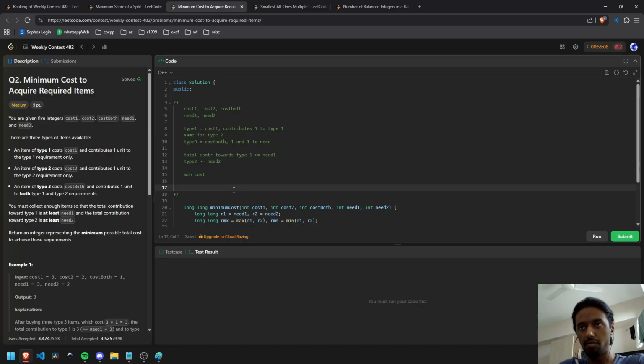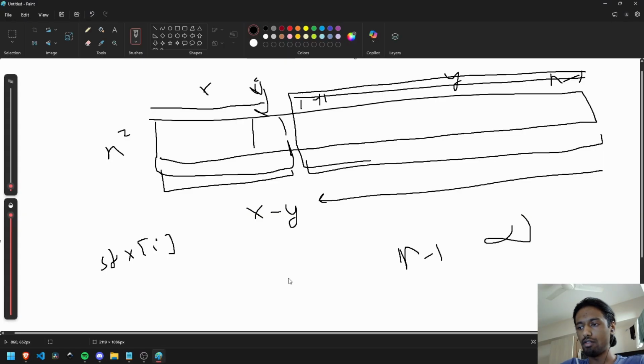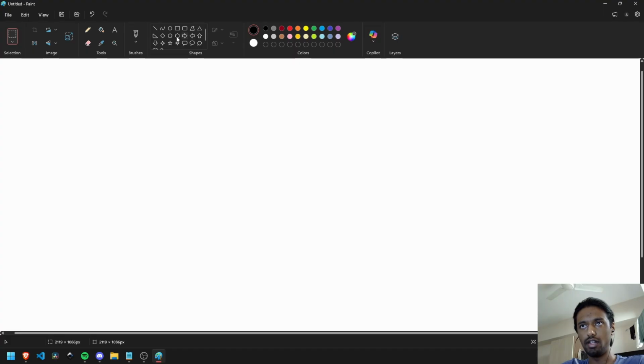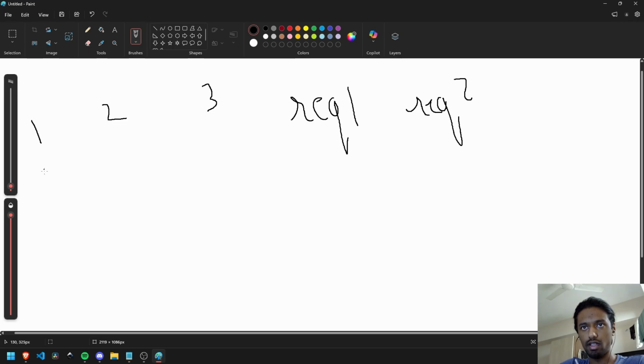Okay, so the second problem is alright. So basically the second problem says we have two requirements we need to fulfill, let's say rec1 and rec2, right? And we have three items, let's say item 1, item 2, and item 3. This has cost 1, let's say 1, cost 2, let's say 2, and cost 3, let's say 3.